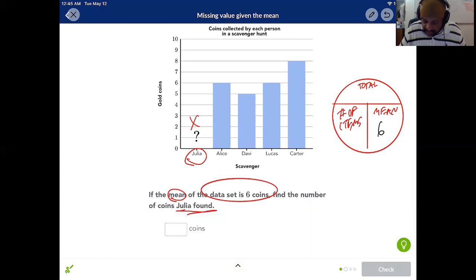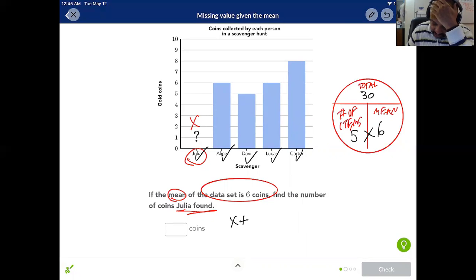We also know that the total number of items or the total number of people that we have is Julia, Alice, Davy, Lucas, Carter. So that is 5 people. So that's 5 items. And so we're going to multiply 5 times 6 is going to give us 30. So the total number of coins that we have all together is going to be 30. So what we have is we have Julia, which we don't know, plus Alice, who has 6, plus Davy, who has 5, plus Lucas, who has 6, plus Carter, who has 8. It must equal 30.